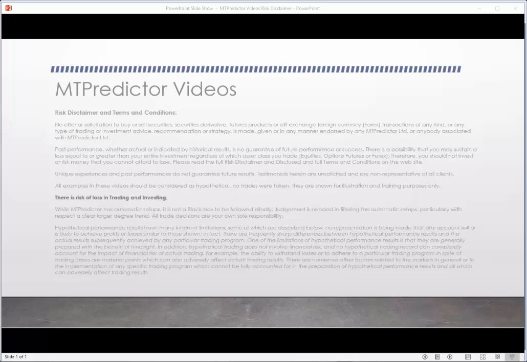But as usual, let's start with our risk disclaimer and remind you that all examples in these videos should be considered as hypothetical. No trades are actually taken, they're just shown for illustration and training purposes only. Remind you there's a risk of loss in trading and investing. I'll put this another way, all professional traders know and understand, but more importantly accept, that losses can and will and do unfold. Losses are an important part of any professional trading approach, so there always will be losing trades.